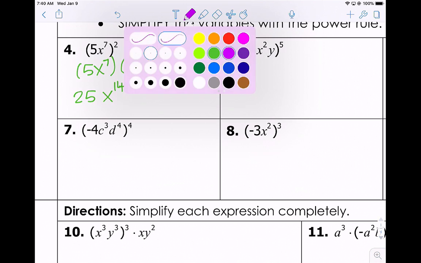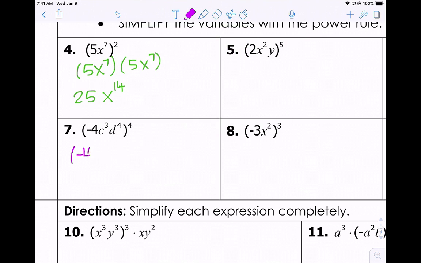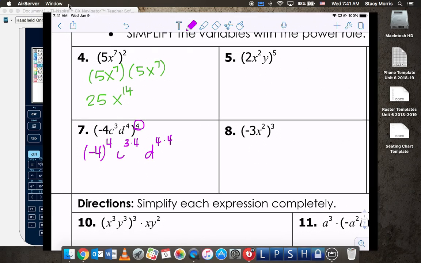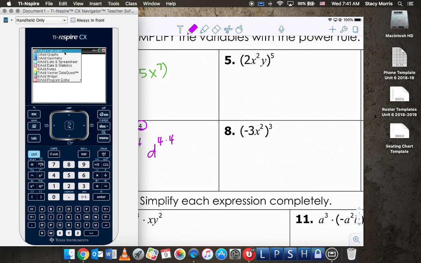So I'm going to write out how I'm going to get this answer. I'm going to do -4 to the 4th power. Then I would have c cubed times 4. That's this, again, this 4 out here. And then d to the 4th times 4. So -4 to the 4th power means -4 times -4 times -4 times -4. You do it 4 times. So you can do that by yourself if you want. I would personally use a calculator. So if I'm using my calculator here, I'm going to put parentheses, -4, close parentheses, use this little caret to the 4th power. So I get 256.